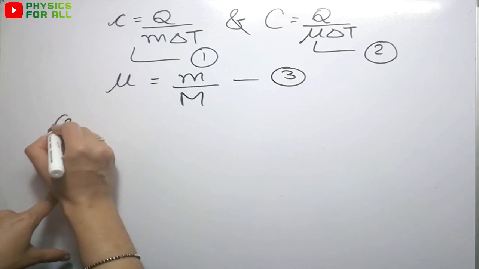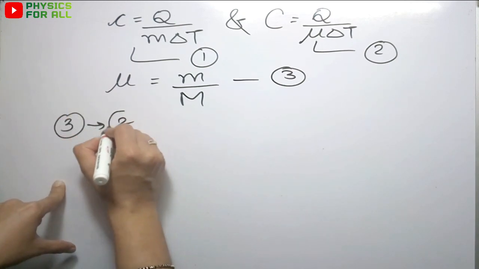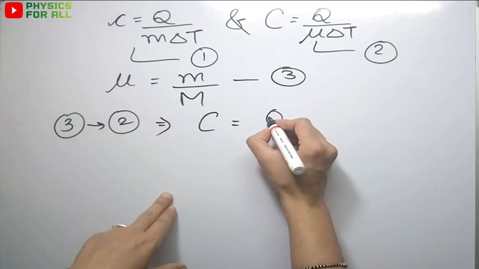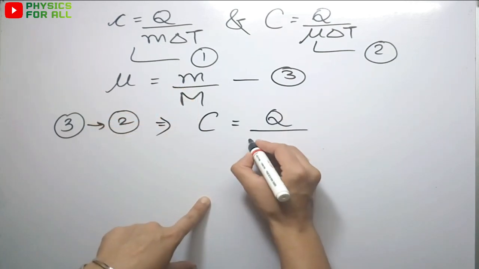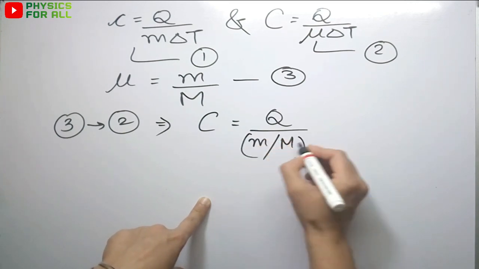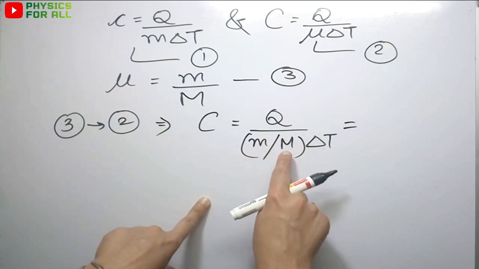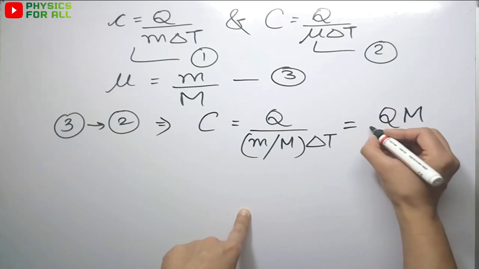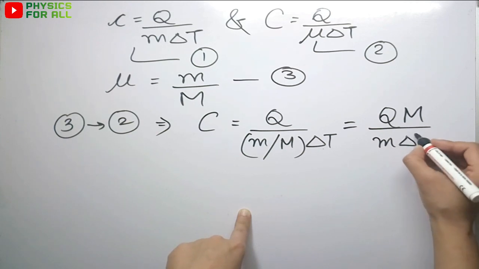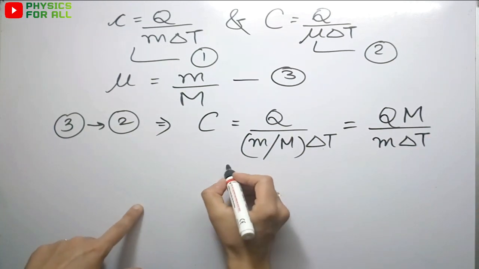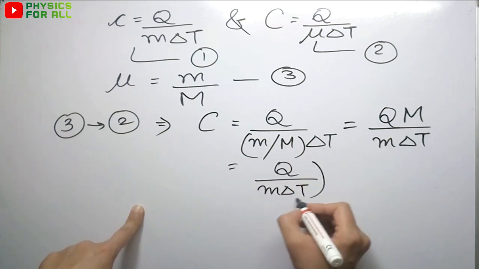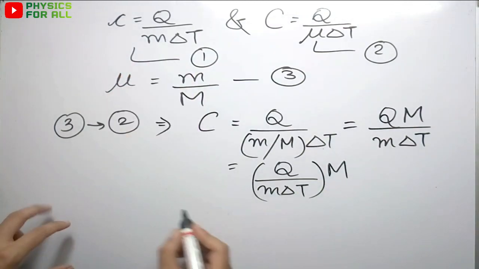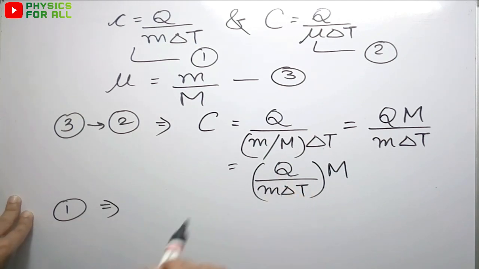So substitute 3 in 2. So this implies that our molar specific heat capacity is given by Q upon (m by capital M) delta T, mass upon molecular weight. So this becomes Q M upon small m delta T. And now we can further group this thing and keep capital M outside. And what is this? From 1, we can conclude that this is nothing but specific heat capacity.